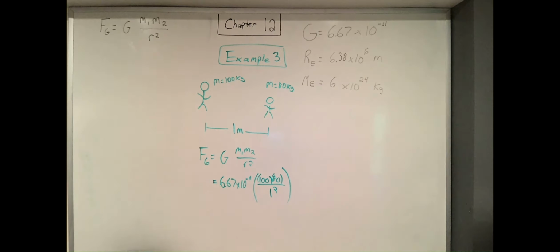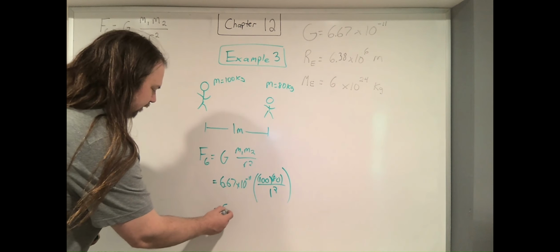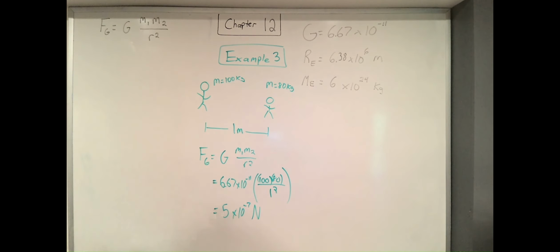And that one we can plug into our calculator, and we can see. We'll have 6.67 e to the negative 11, multiplied by 100, multiplied by 80, divided by 1. And we get 5 times 10 to the negative 7. Okay. Remember, 1 Newton is about a quarter pound of weight. This is to the negative 7th, so this is a million times less than that, more than a million times less. So you'd never feel it, right?